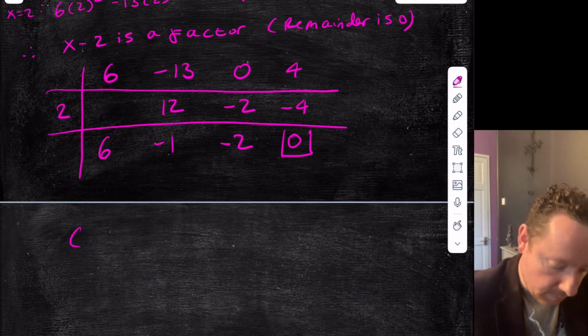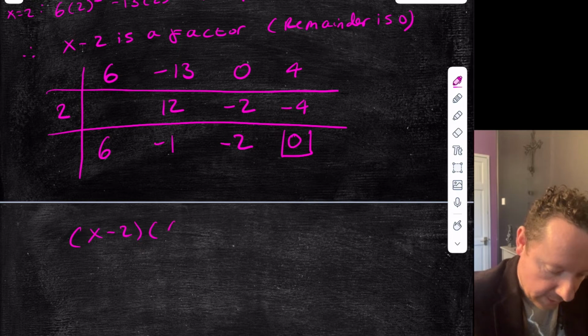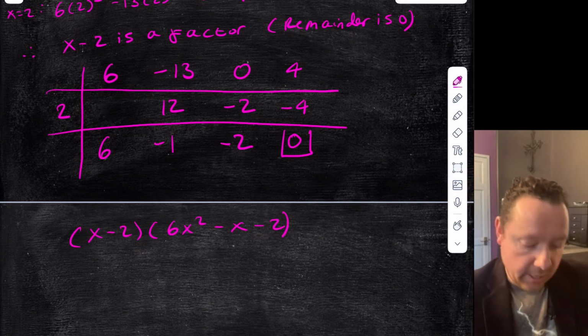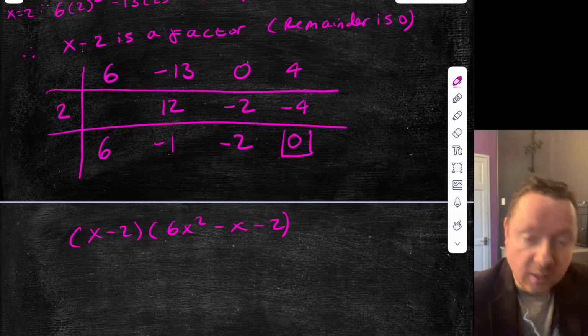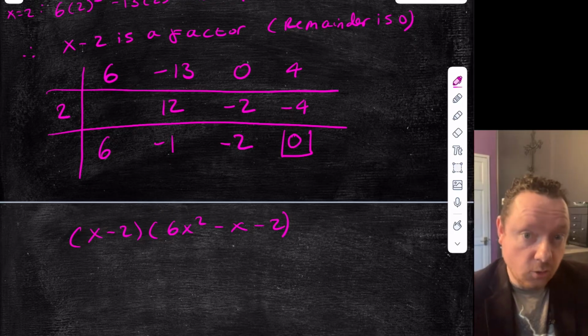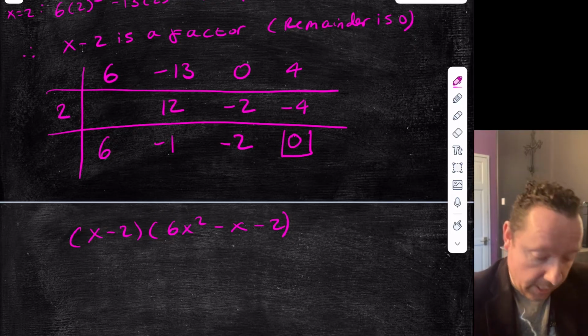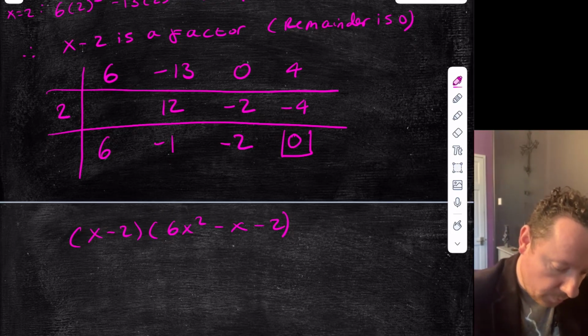So we've got x minus 2 times 6x squared minus x minus 2. And now we need to check, is the 6x squared minus x minus 2 factorizable? We can do that just by trying to factorize it, or we can do b squared minus 4ac and check. So let's do b squared minus 4ac on this.